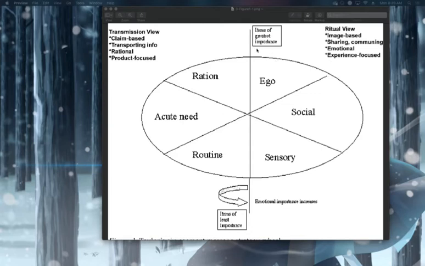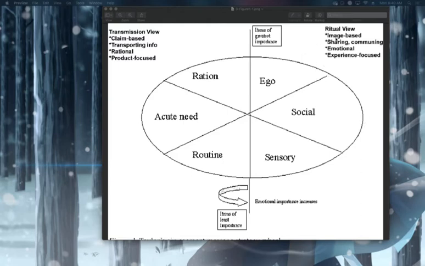Let's switch gears. Now, Taylor also talks about these three, which is called the ritual view. It's image based, sharing and communing. It's emotional and experience focused. So if these three are going to be the central route of the elaboration likelihood model, this is going to be the peripheral route, where you're going to have persuasive tactics that may not necessarily be as strong per se or hold longevity, but they still could be very meaningful. And I'll get into that in a few minutes.